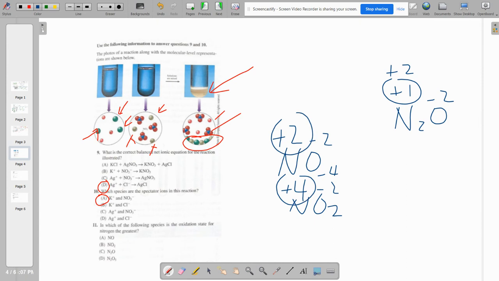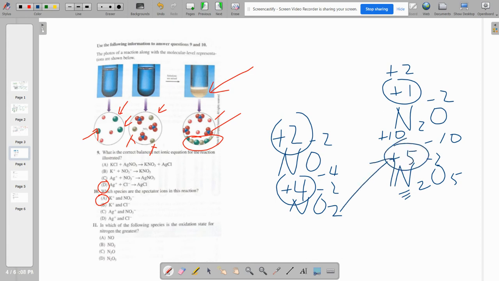All right, and last but not least, N2O5, -2 on the oxygen, so that's a -10. It's a +10 on the N's, spread over 2 nitrogens, so that makes each nitrogen a +5. That, my friends, is the biggest oxidation state. So D is the correct answer. All right, so those were pretty easy.